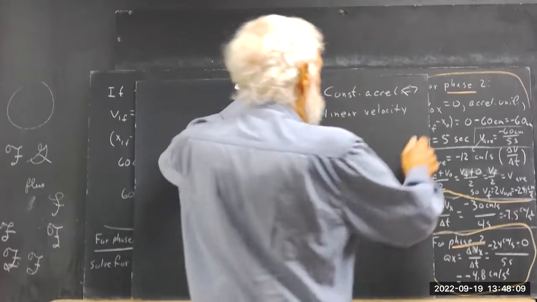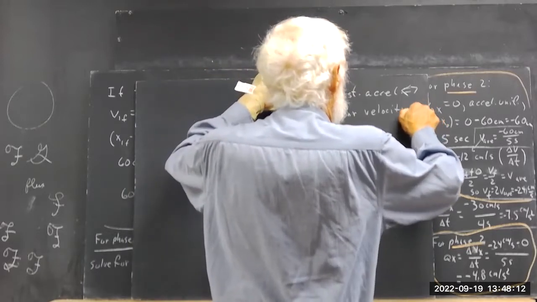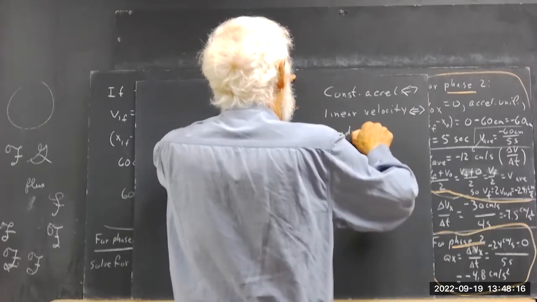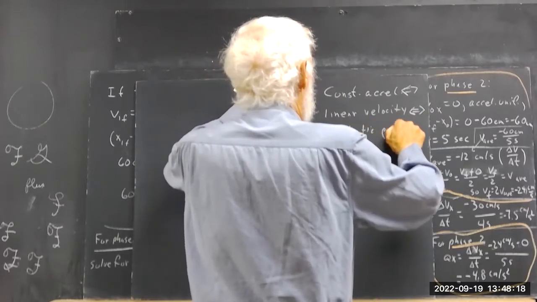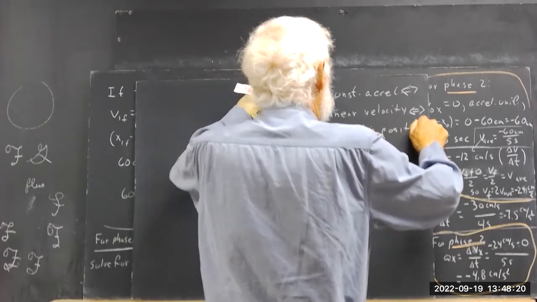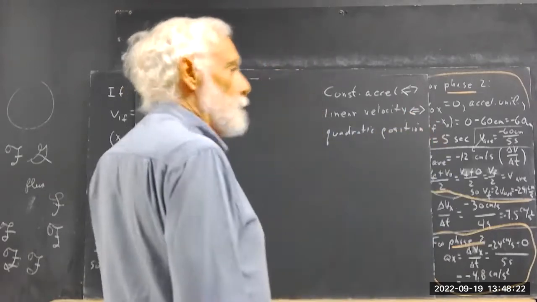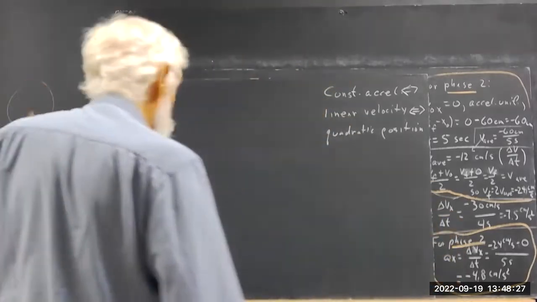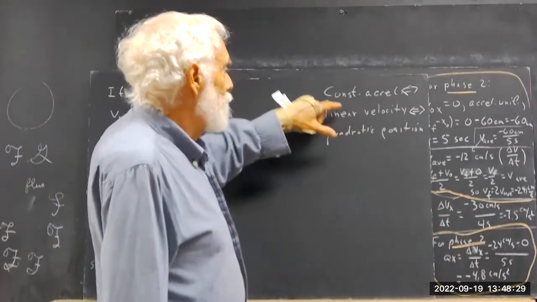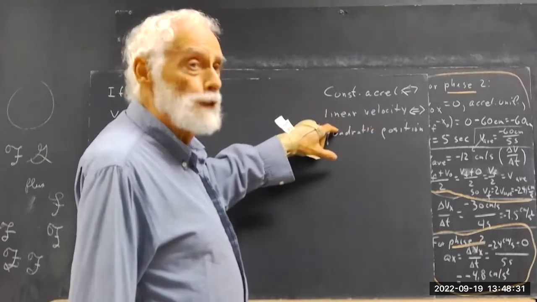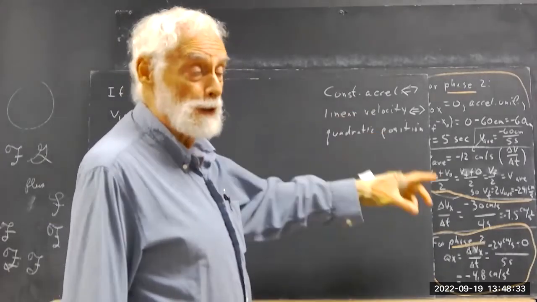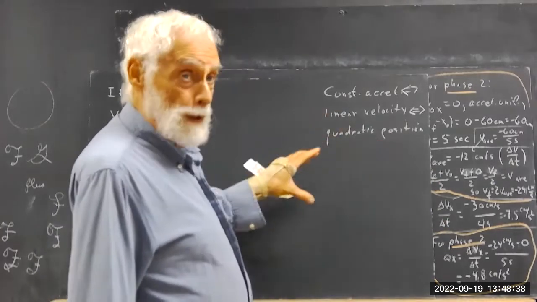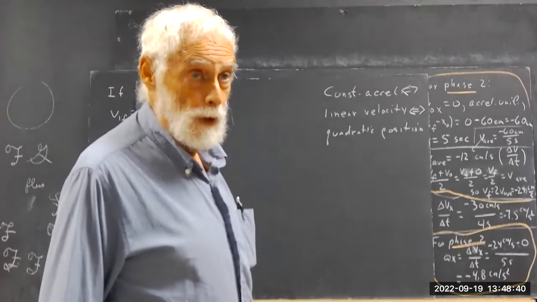And that's equivalent to quadratic position. Now, if I wanted to write it out completely, and I would like to, but I don't have time, velocity is linear in time. Velocity is a linear function of time. And position is a quadratic function of time. Okay, so now.